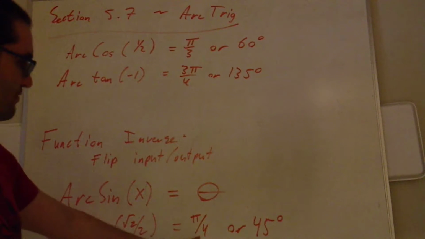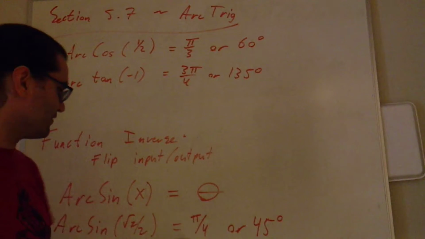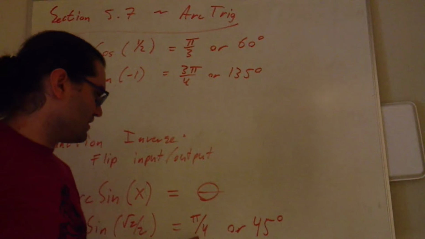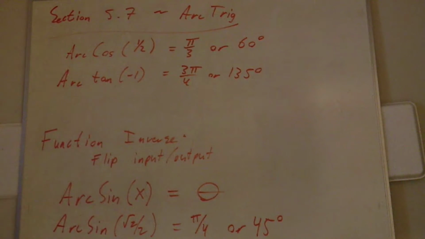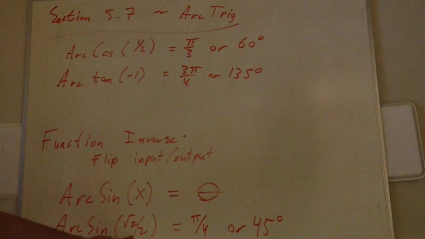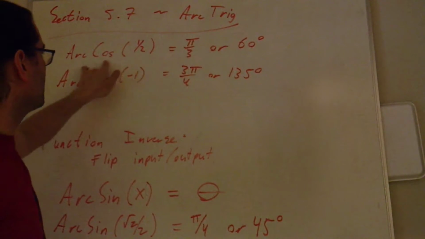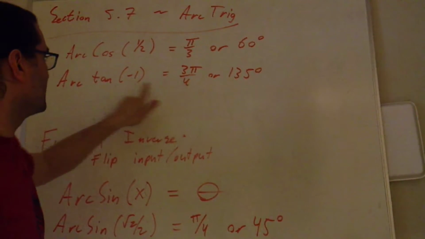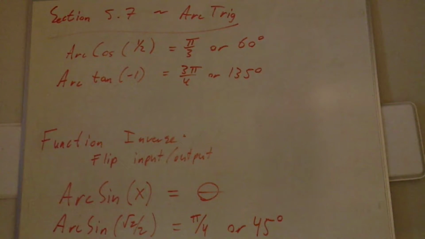These angles that I have written here, pi over 4 for the arcsine of root 2 over 2, 45 degrees for the arcsine of root 2 over 2. These angles are not the only angles that give me a sine value of root 2 over 2. This is not the only angle that gives me a cosine value of 1/2. This is not the only angle that gives me a tangent value of -1. So let me talk about that a little bit.